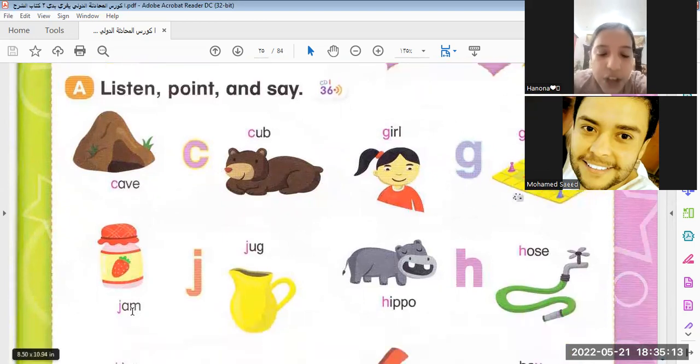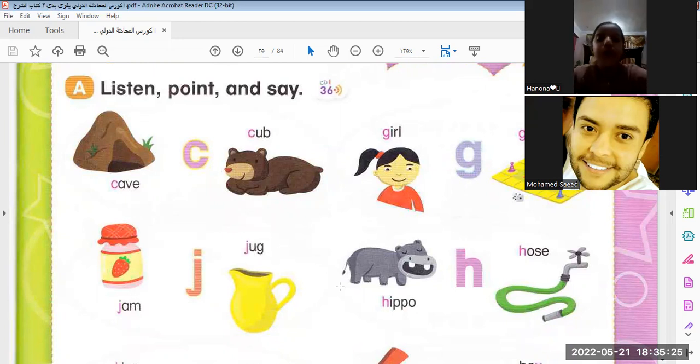And after that, next? Jam. J makes the sound J. After that? Jug. Amazing. Short U. And after that? Hippo. Amazing. Short I and long O. The last one? Hose. Amazing.